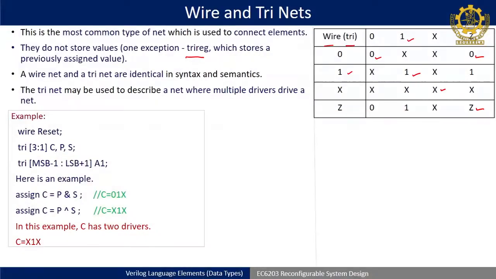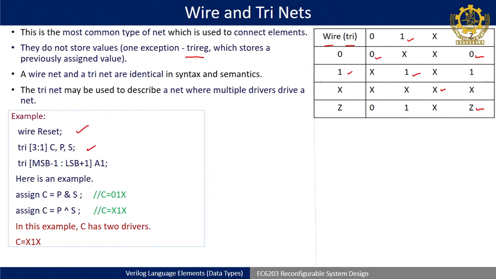So, examples we have taken like wire reset, where reset is not a multiple driver. In that case, we have also taken another example under wire and tri, that is tri 3:1 c, p, s.